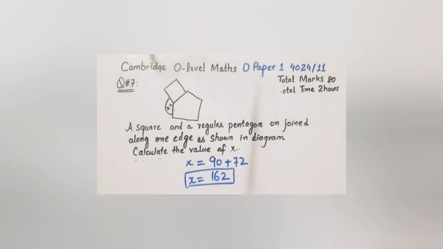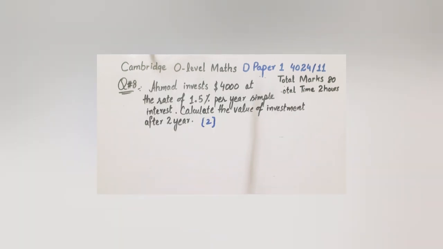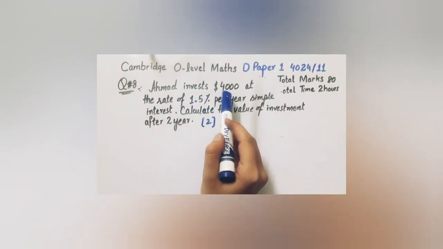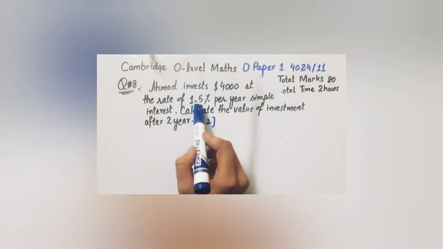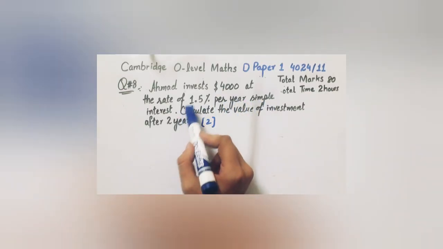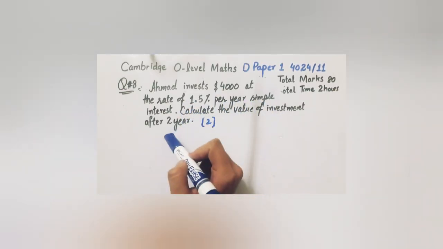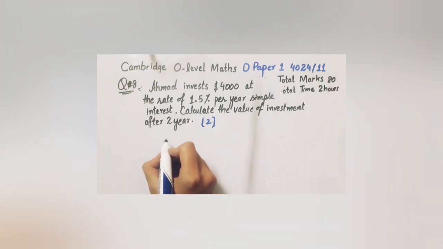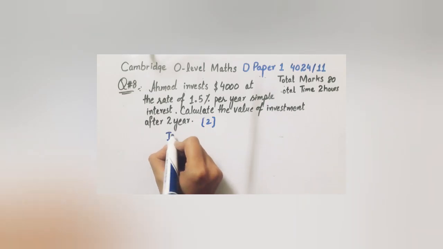Now we will solve question number 8. Question number 8 is: Ahmad invests $4,000 at the rate of 1.5% per year simple interest. Calculate the value of the investment after 2 years. We have to find out the value of the investment after 2 years. This question contains 2 marks. So you should remember the formula of interest.